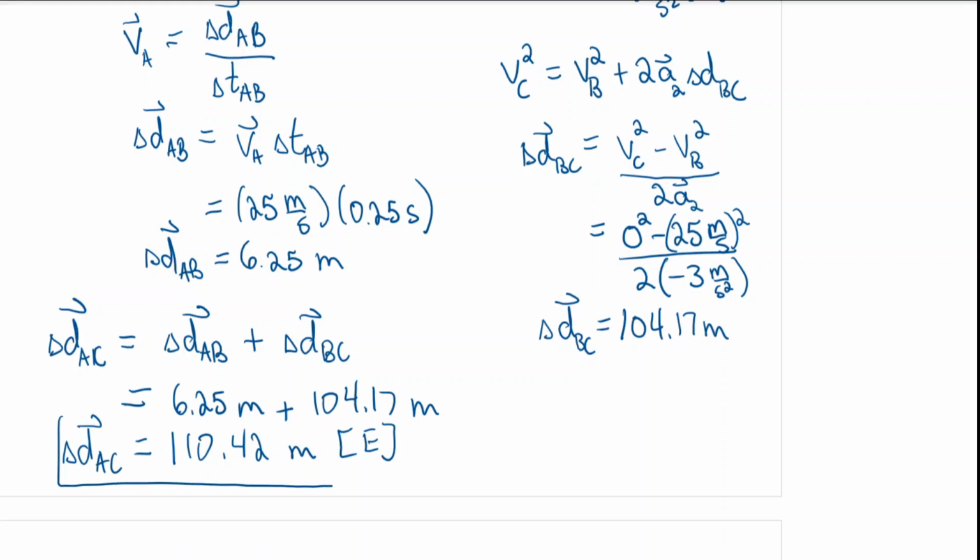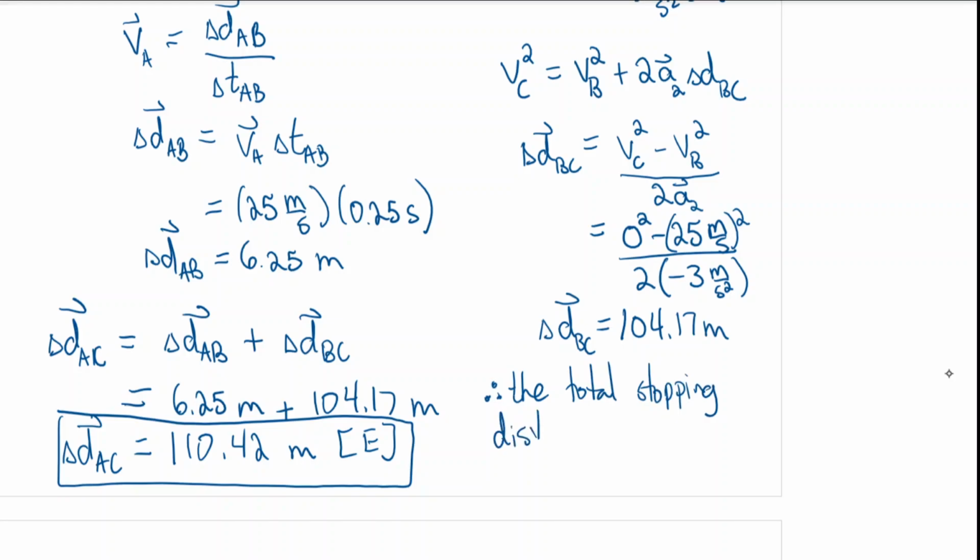Let's box that final answer and write our conclusion. Therefore, the total stopping distance is 110.42 meters. There you go.